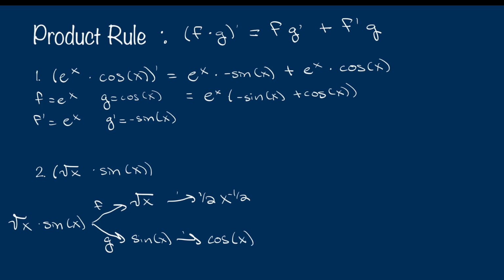Now that we have that, what we're going to do is just cross them. So what we get would be the square root of x multiplied by cosine x plus 1/2 x to the negative 1/2 multiplied by sine of x, and that would be our answer.